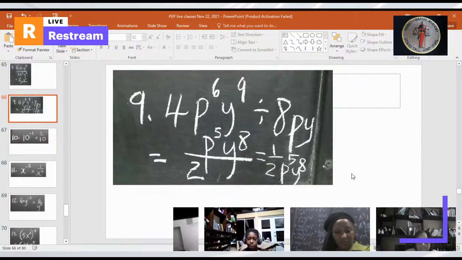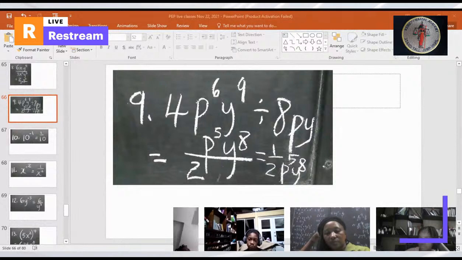Imani, you do this one. Number 9. Okay, Miss. Number 9. 4p to the power of 6 y to the power of 9 divided by 8py equals, so, 4 divided by 8 would be 0. Yeah, 0.5.